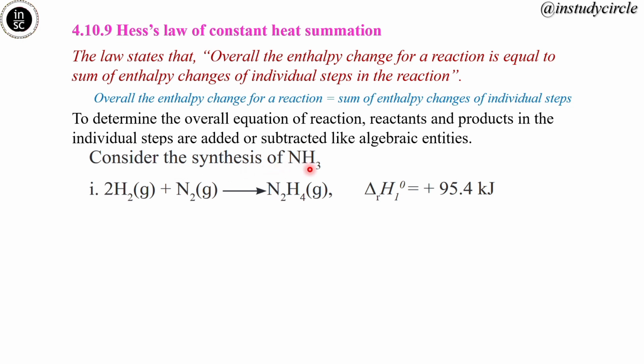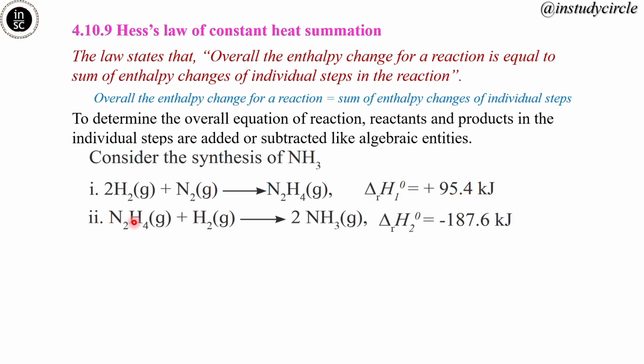The synthesis of ammonia takes place in two steps. In the first step, 2 moles of hydrogen gas react with 1 mole of nitrogen gas and they produce 1 mole of N2H4 gas. The enthalpy change for the first step, delta r H naught 1, is equal to plus 95.4 kilojoules. In the second step, 1 mole of N2H4 gas reacts with 1 mole of H2 gas and they produce 2 moles of ammonia gas. In the second step, the enthalpy change, delta r H naught 2, is equal to minus 187.6 kilojoules.